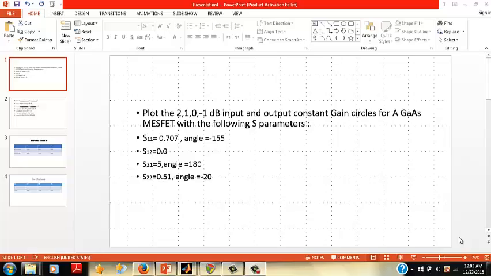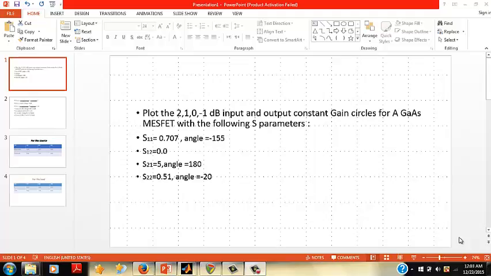Now I'm going to solve the next part of the question, to plot the 2 dB and minus 1 dB input and output constant gain circles for the gallium arsenide MOSFET with the following S parameters as shown.